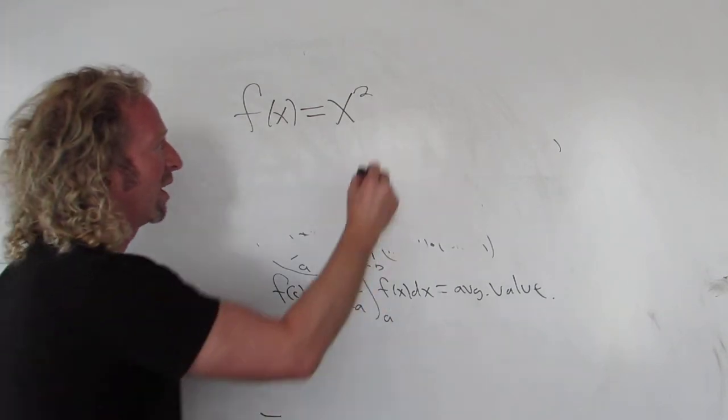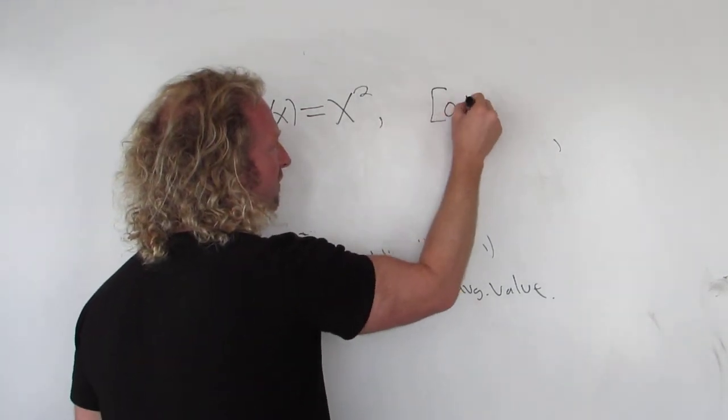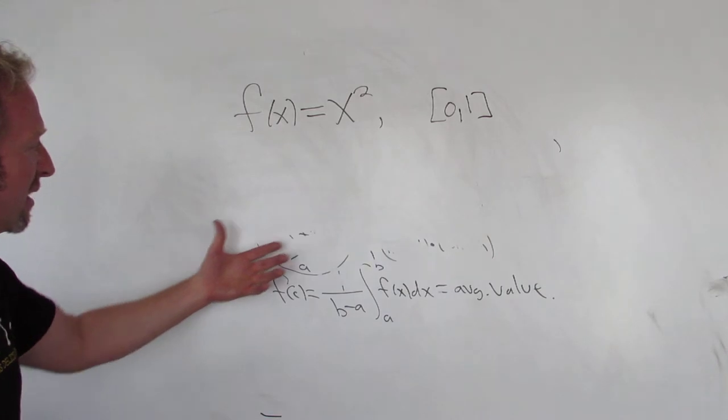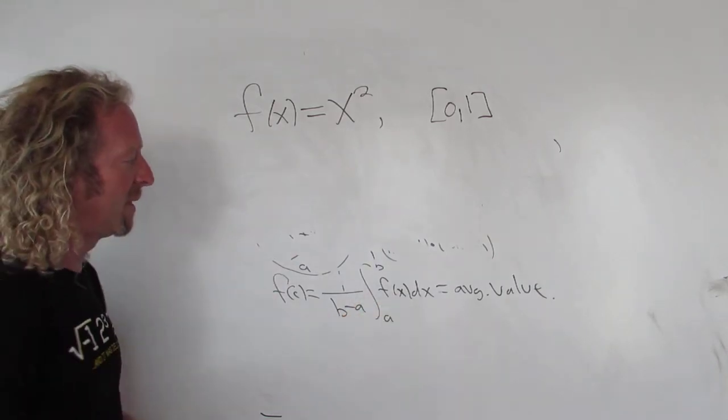f of x equals x squared. Let's just look at 0, 1. Okay, let's find the average value, and then let's find the value of c.